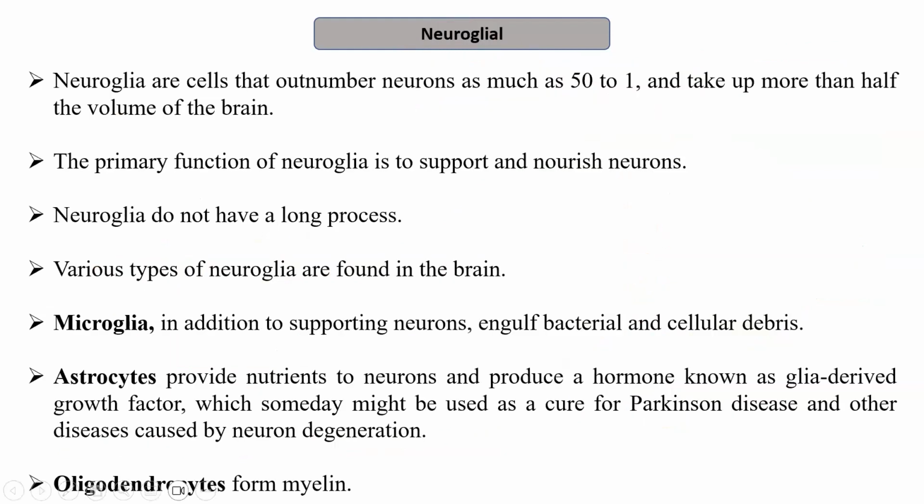So, besides neurons, in the nervous tissues we have other types of cells which are known as neuroglial cells. Neuroglial cells outnumber the neurons. That is, they are more in number as compared to the neurons. We can say that for one neuron there are approximately 50 neuroglial cells, and therefore they make up more than half the volume of the brain.